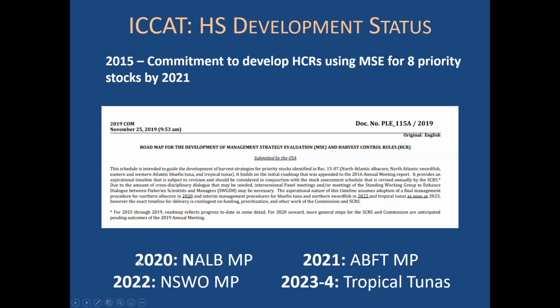So ICCAT is now planning on adopting its full management procedure, they call them, but we'll call them a harvest strategy for today. A full harvest strategy for North Atlantic albacore this year. Next year for bluefin tuna for both the western and eastern populations. 2022 for North Atlantic swordfish, and then in the 2023 to 2024 realm for tropical tunas.